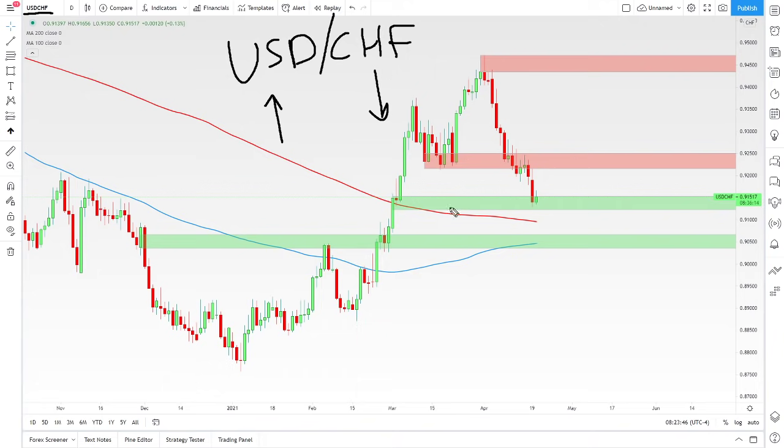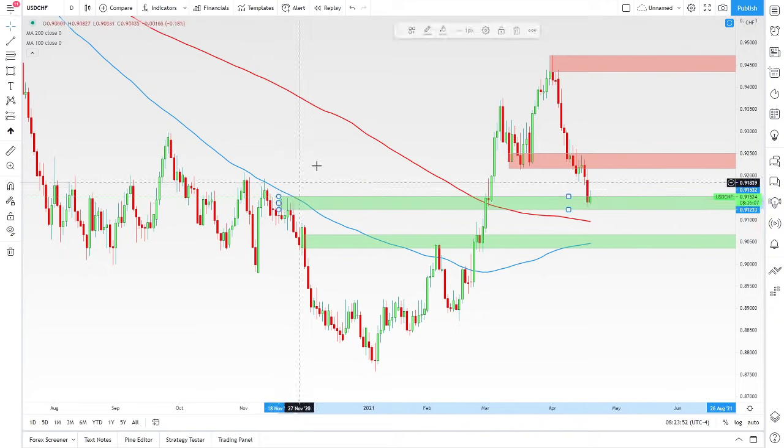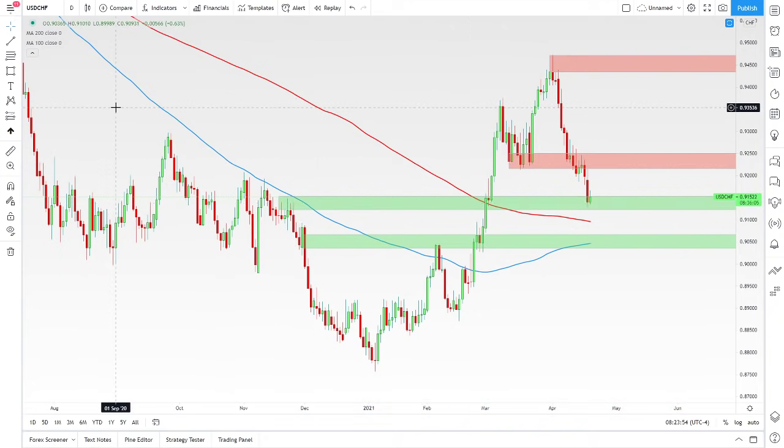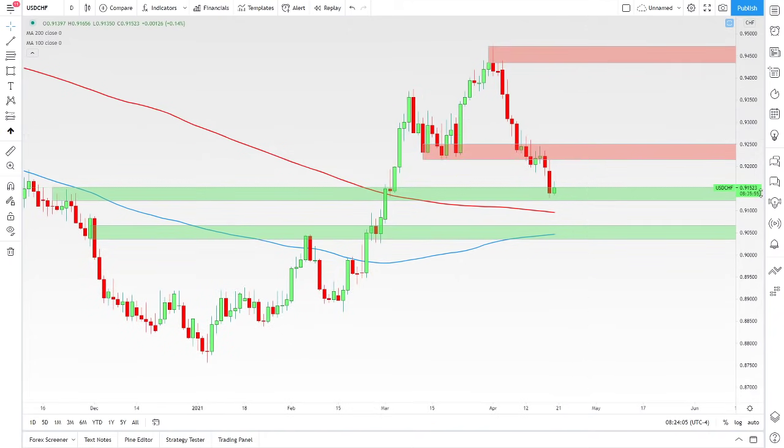So on top of that, I like this level here. It's a nice pullback here, and you've got some structure here. Basically, the idea is I just liked this pullback. I thought that, with this being sold off pretty heavily, this might be a bargain on the dollar Swiss. Now, again, these are just my trade ideas, and what you'll see sometimes is, I can be completely wrong about something, and that's okay.